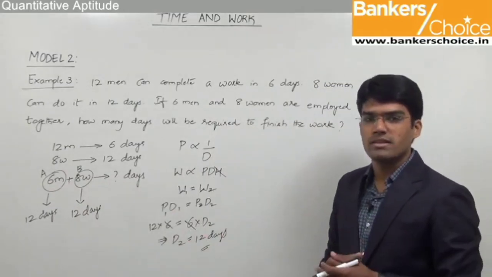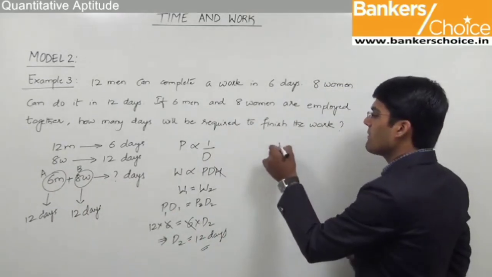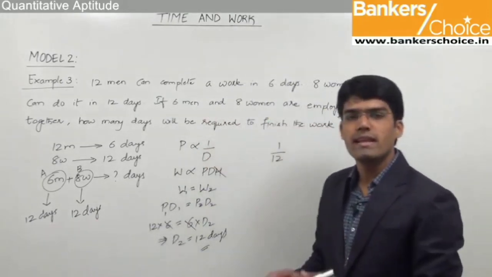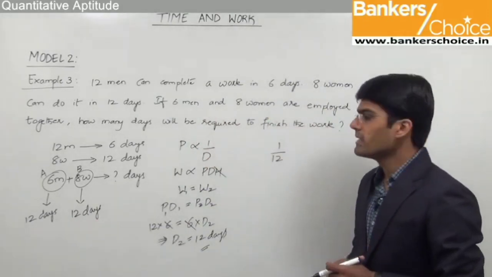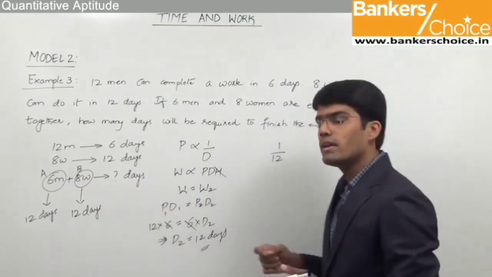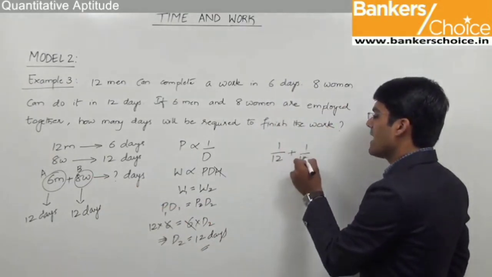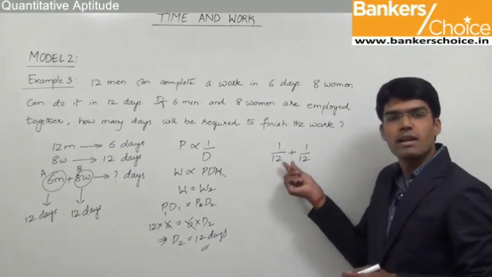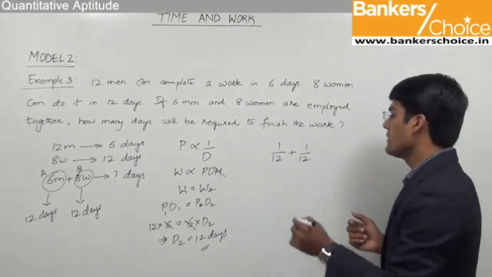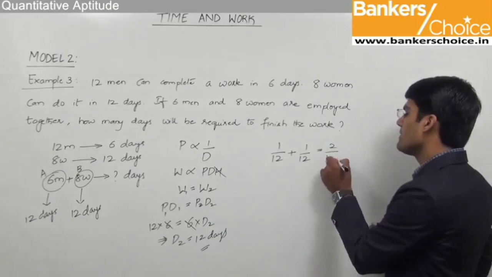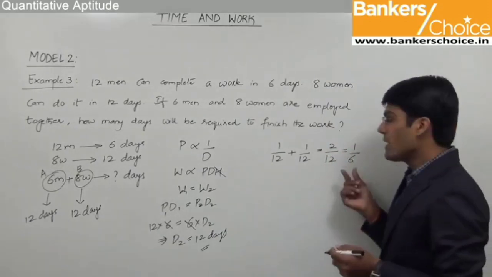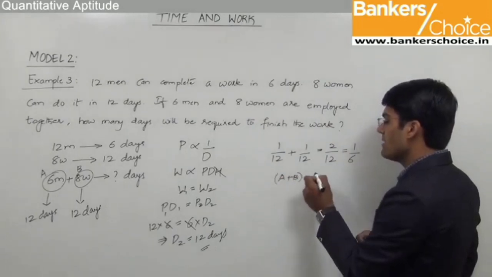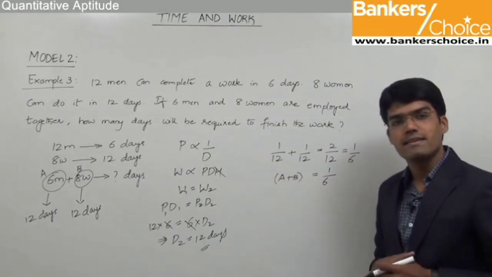Now going by the 1 day's concept, we know that the work finished by A in 1 day will be 1 by 12. As he takes 12 days, in 1 day he can finish 1/12 of the work. Similarly, the work done by B in 1 day will also be 1 by 12, as B also takes 12 days. So the total work finished by A and B together in 1 day will be 1 by 12 plus 1 by 12, which is equal to 2 by 12, or 1 by 6. So 1 by 6 is nothing but the work done by A and B in 1 day.